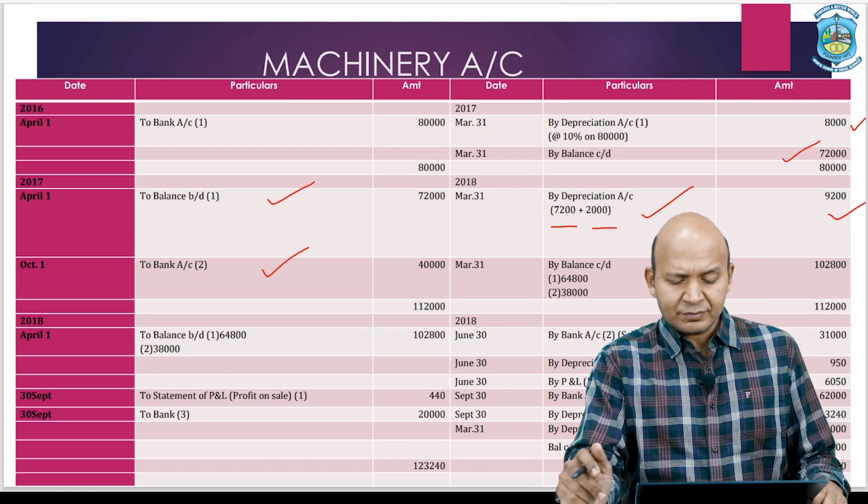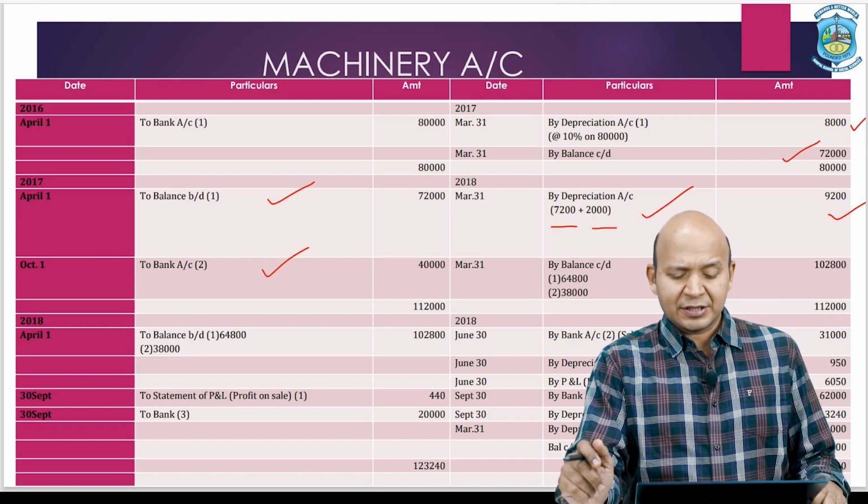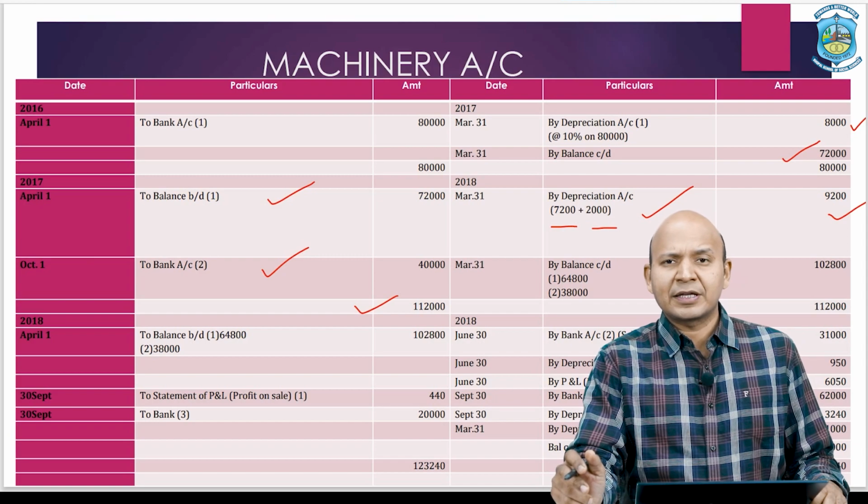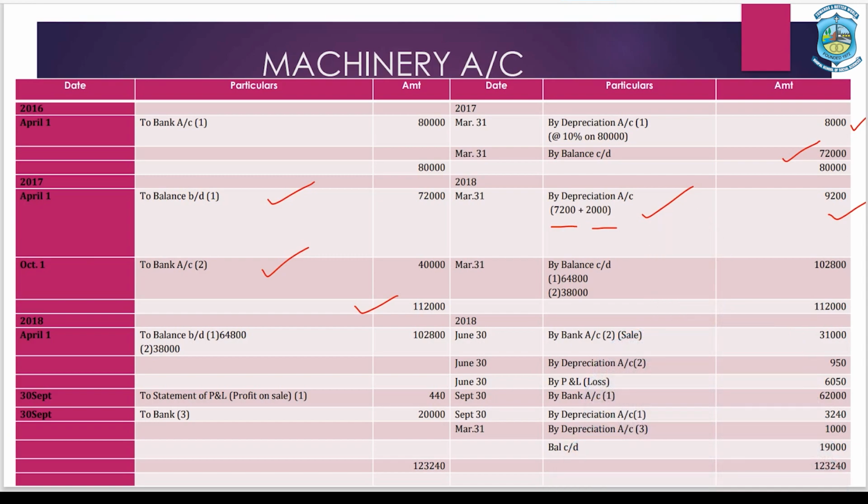Now we need to close the asset account. The total of the debit side is 1,12,000. The higher total is to be posted on the opposite side, and we need to calculate the balancing figure. So 1,12,000 minus 9,200, the difference amount is coming 1,02,800, which means the closing balance of machine 1 will be 64,800 and machine 2 it is 38,000.